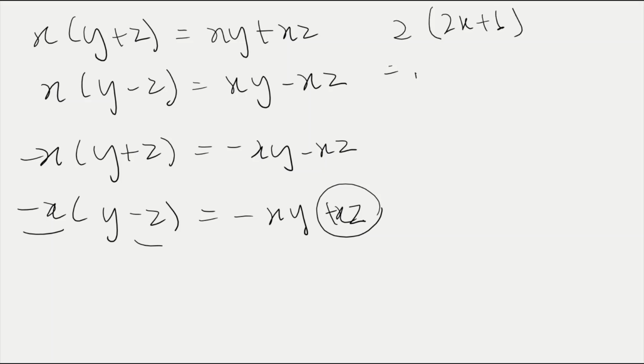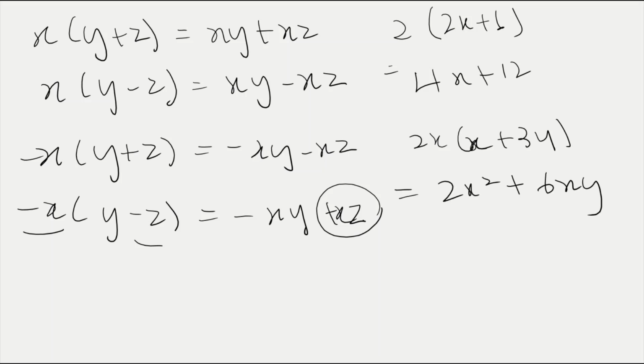This will give you 4x plus 4, and 2x times (x plus 3y) should give you 2x squared plus 6xy.